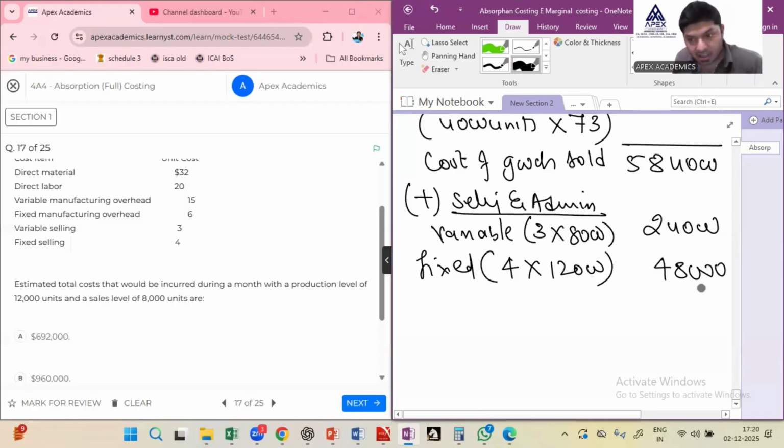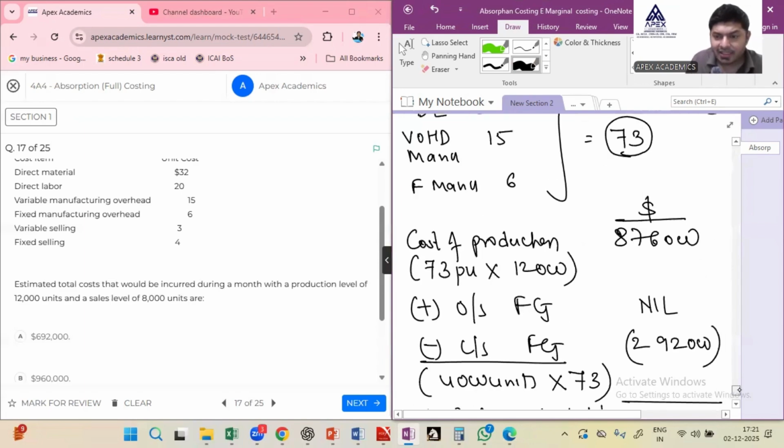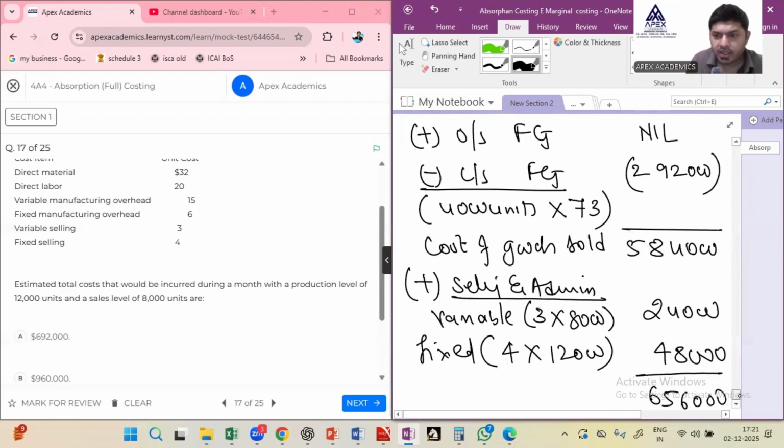So when I add this up, my total cost comes to 6,56,000. How much does my total cost come to? My total cost comes to 6,56,000 over here. Now please try to understand. Here we need to give one thing due importance. Please take a look over here. 8,76,000 is my cost of production. Now 656 is my COGS onwards.